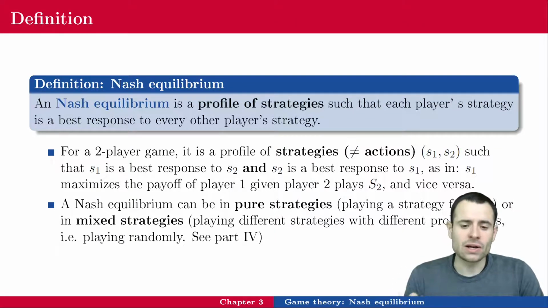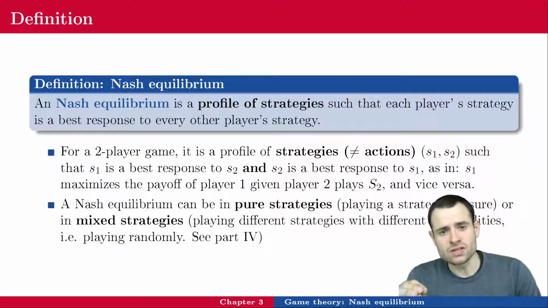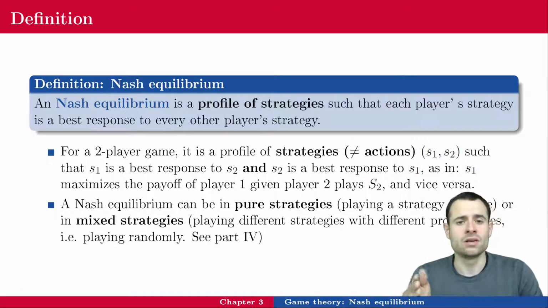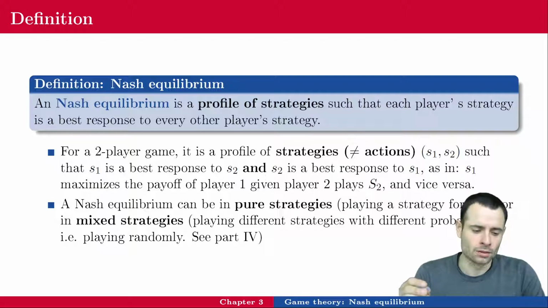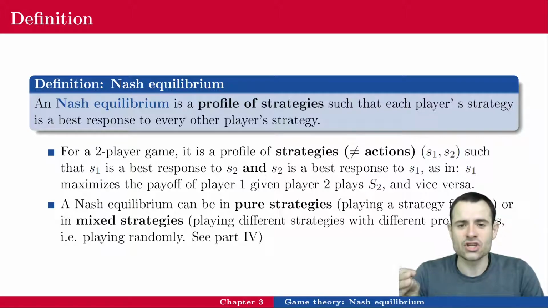Now, a Nash equilibrium can be in pure strategies, where you play something with a probability equal to 1, or in mixed strategies, where you play different strategies with different probabilities. You put some randomization in the way you play your strategies. Don't worry about this for now. Just stick to pure strategies for now. I will go over mixed strategies in part 4. It's going to be in 2 weeks.